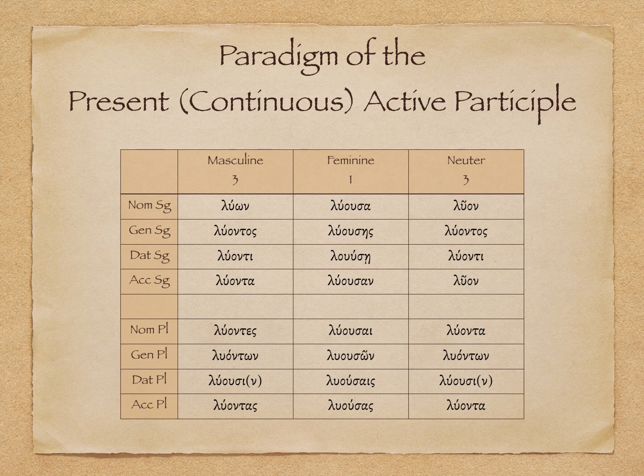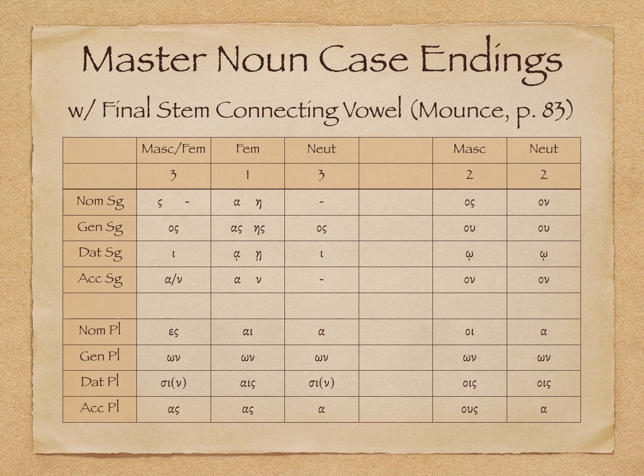How then would we know whether we're dealing with something masculine or neuter? Context will help us to determine meaning. Notice again the endings here in the paradigm of luon and the master noun case ending chart. This will just need to be committed to memory or be very familiar with it to identify what case the participle is.